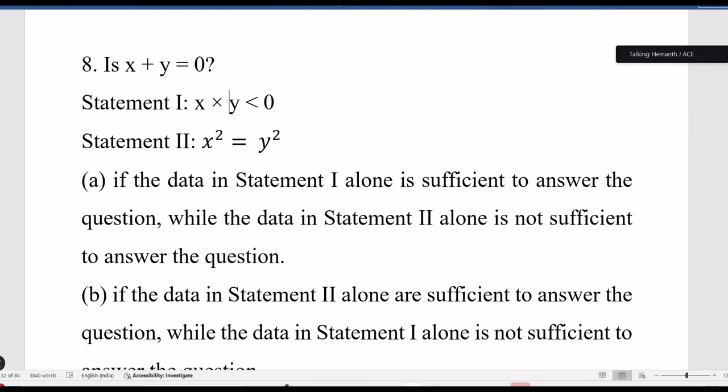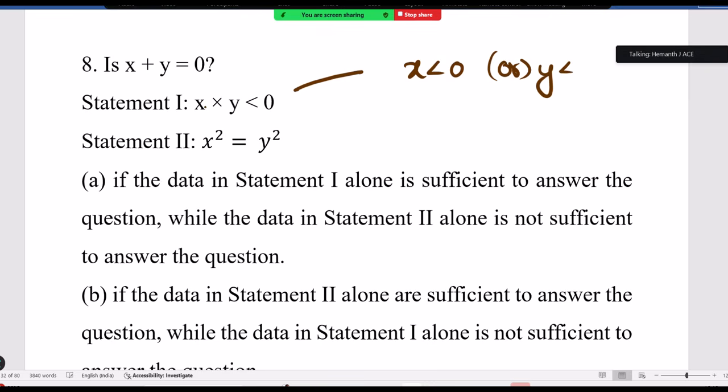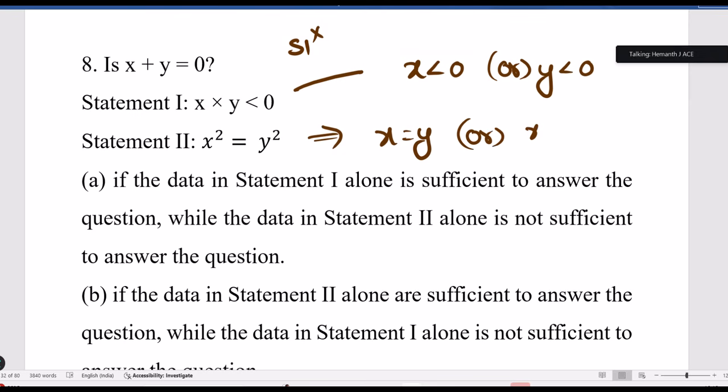x into y less than 0. Two numbers' product less than 0 means one among them is less than 0 for sure. If x is positive and y is positive, the product will be positive only. Definitely from this information, either x is a negative number or y is a negative number. Fine, but whether x plus y equals 0, I cannot decide. One alone cannot decide that answer. Whereas the next one, x square equal to y square means x can be equal to y or x is equal to minus y.